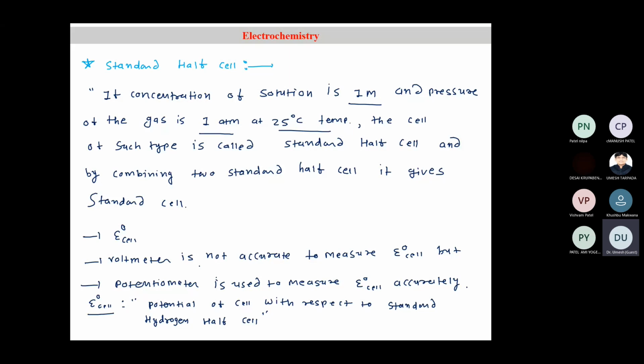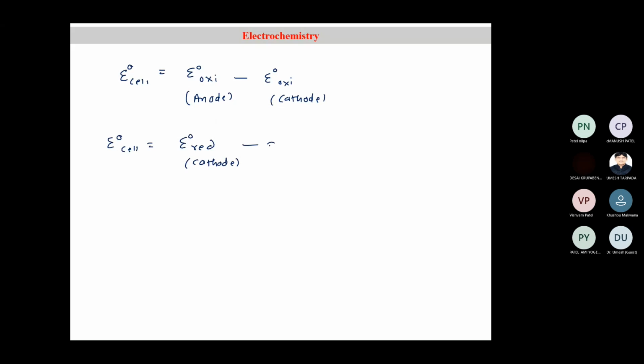So how to calculate it? Standard cell potential is calculated using two formulas. Either you can use the oxidation potential: oxidation potential at anode minus cathode. Or you can use the reduction potential: reduction potential at cathode minus anode. In this way you can calculate. Suppose Zn2+ to Zn, the reduction potential of zinc is minus 0.76 volt. The reduction potential of copper, Cu2+ to copper, is 0.34.